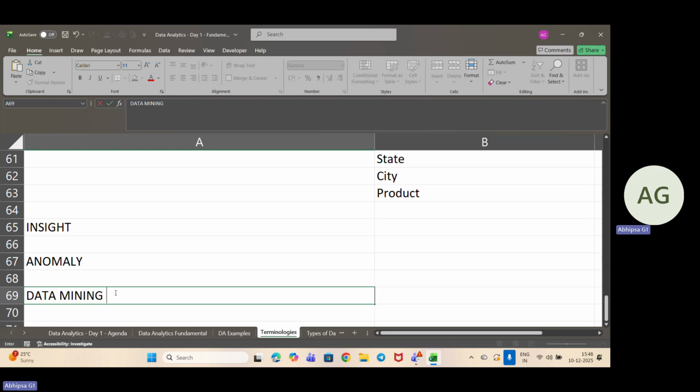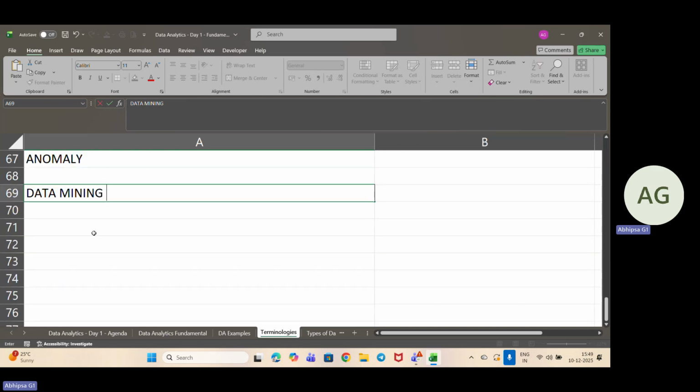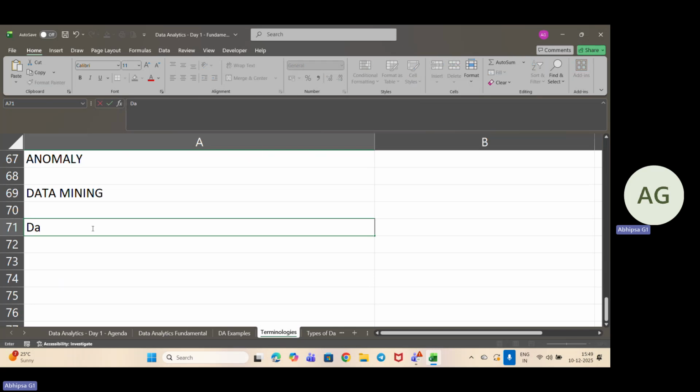Now, what is data transformation? Another thing is data transformation, or we call it data wrangling. Data wrangling is another word for cleaning or reshaping the data. Data transformation is like cleaning the data format or the structure.